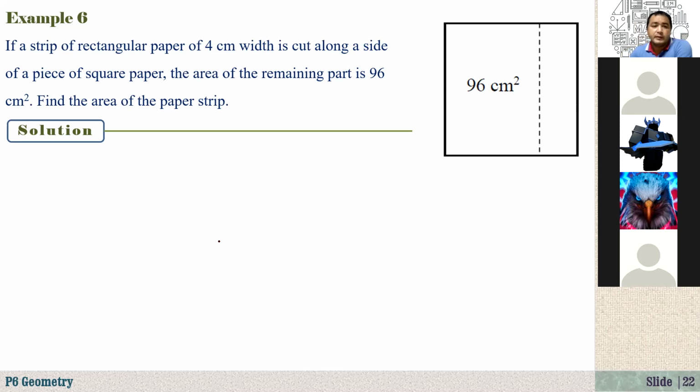Very good. If a strip of rectangular paper of 4 centimeters width is cut along a side of a piece of square paper, that means that's a square, right? And that means this side equals this side, and this side equals this side, okay? So actually, we are just cutting off this part, right? And the width is 4, right?